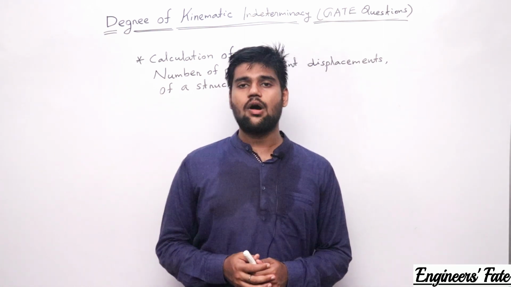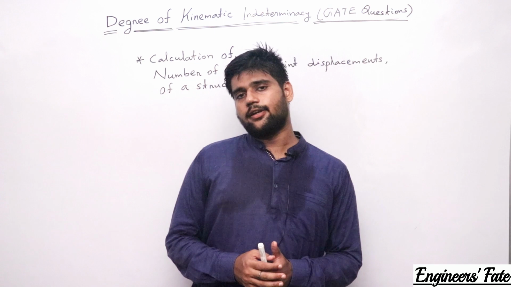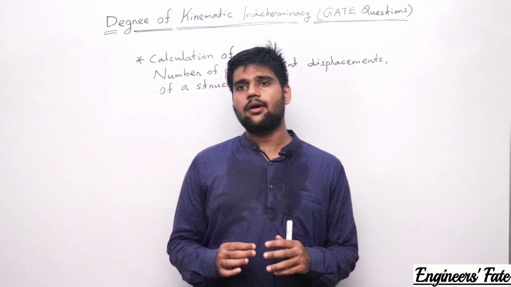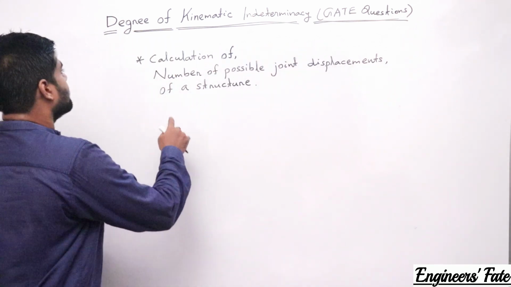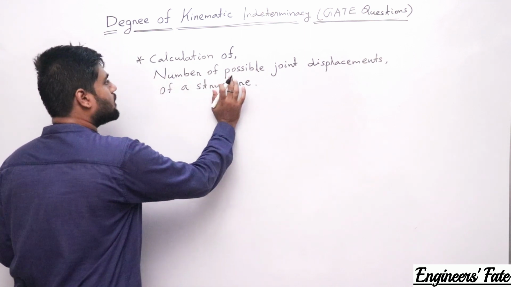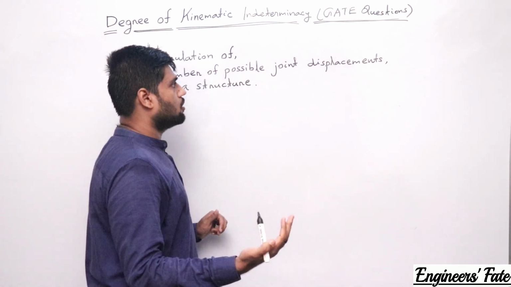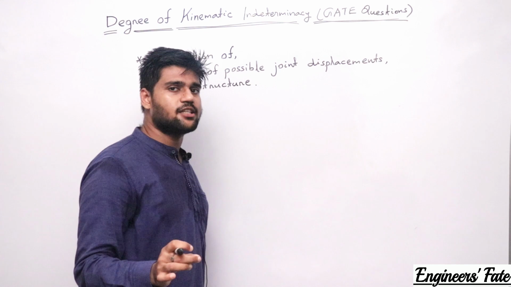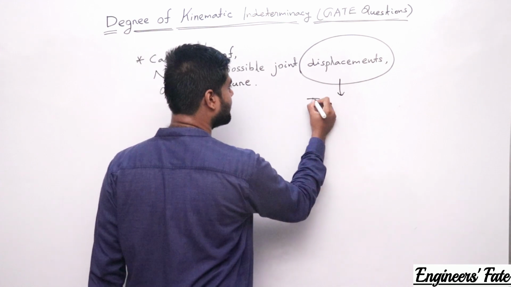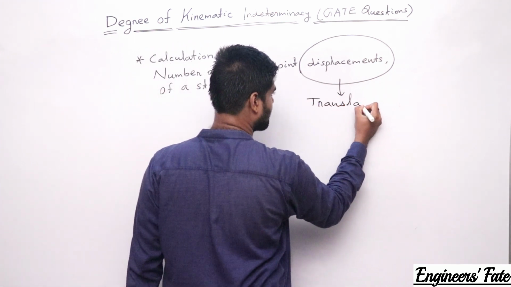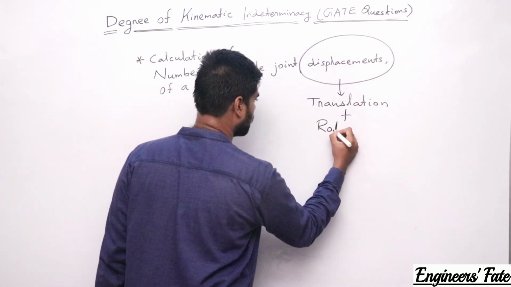So the first question: why are we studying the degree of kinematic indeterminacy? In the degree of kinematic indeterminacy, our aim is to find the number of possible joint displacements. So let's start. Degree of kinematic indeterminacy is the calculation of the number of possible joint displacements of a structure. What do you mean by displacements? Here the displacements will be translation, and the displacement can also be in the form of a rotation.